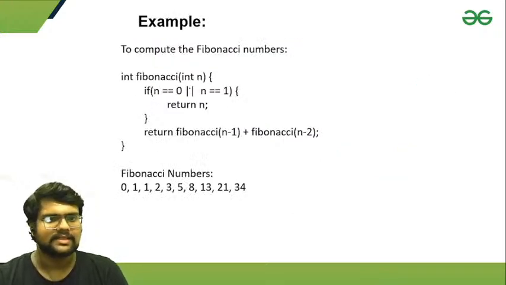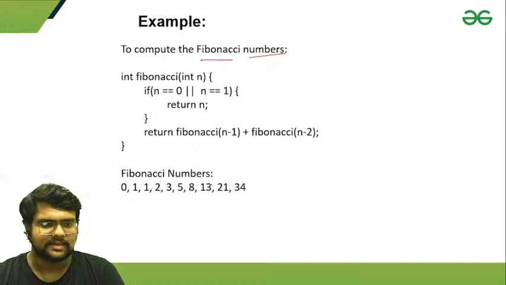So let's take one example to compute the Fibonacci numbers. What are Fibonacci numbers first of all? These are the Fibonacci numbers, in which the first two numbers are fixed, 0 and 1, and after that the other numbers are the sum of the previous two.